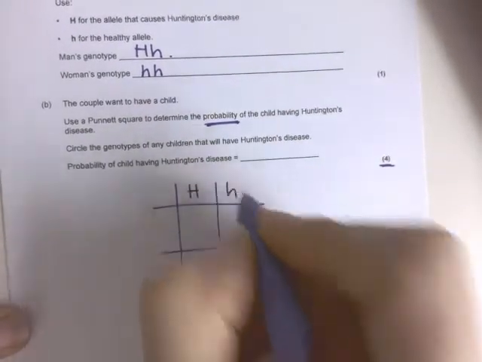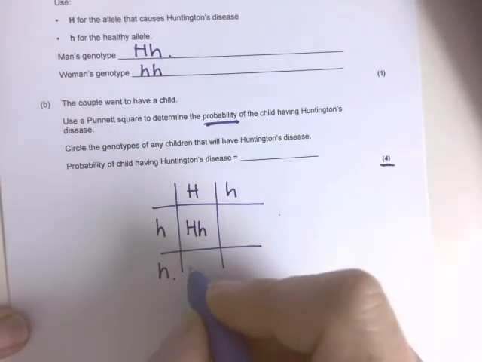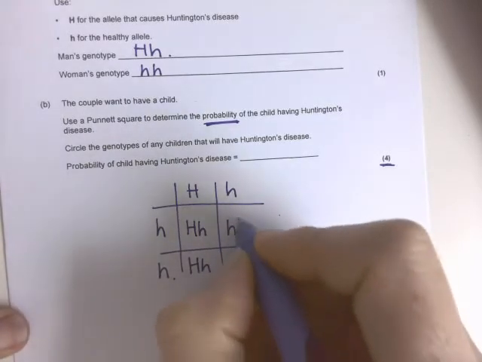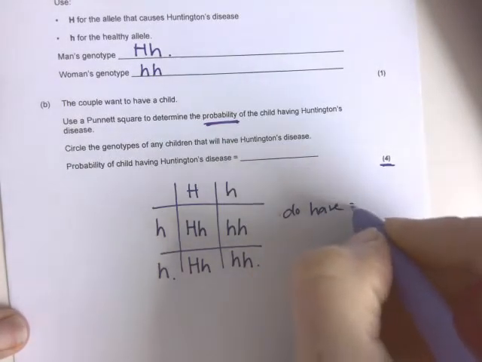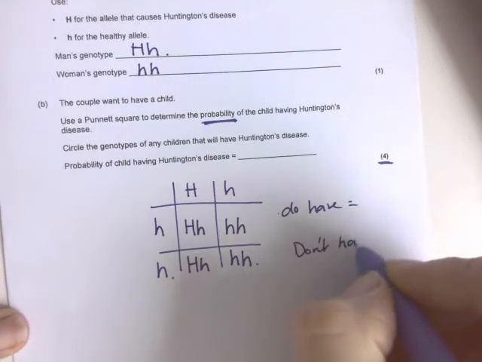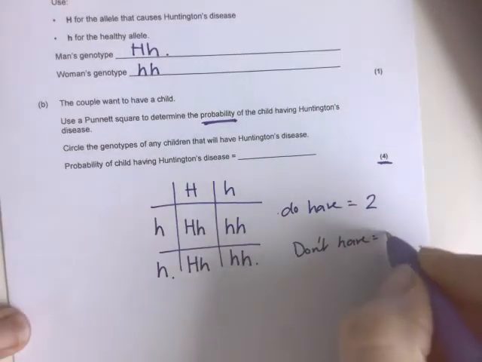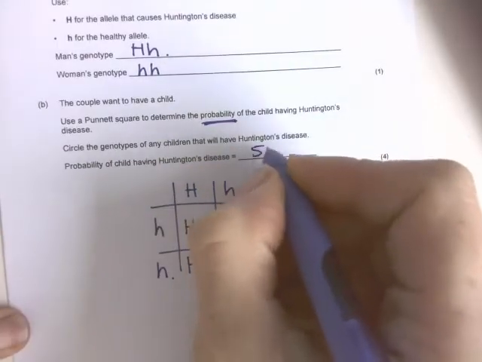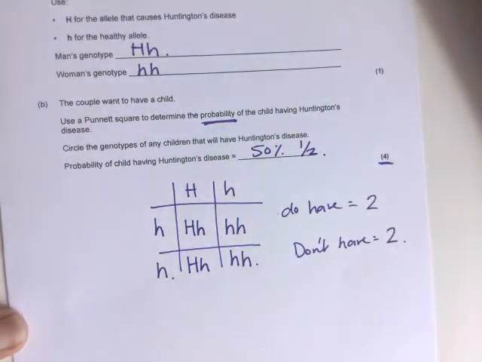So I'm going to draw my Punnett square. I'm going to put my letters, remember that around the side it's always the singles. I'm going to do my cross, so big H, small h, big H, small h, small h, small h, small h, small h. Do have equals, don't have equals. So it's going to be 2 have it because you've got the single alleles here, and 2 of them don't have it. So again, it's a 50% probability, a half probability. But don't forget that that is one of the marks, so you must always write what the probability is.